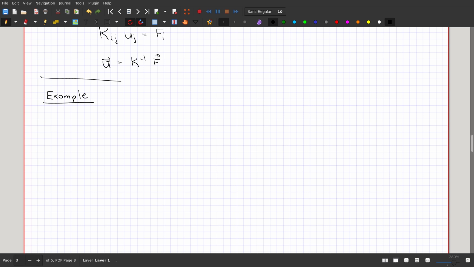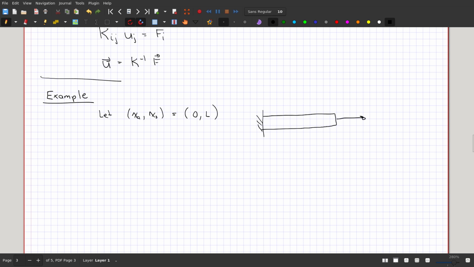So we're going to let xa, xb equal to the interval 0 to L. We're going to have our bar with a load P. It has cross-sectional area A and Young's modulus E. It has length L. We're going to use one element, rather.